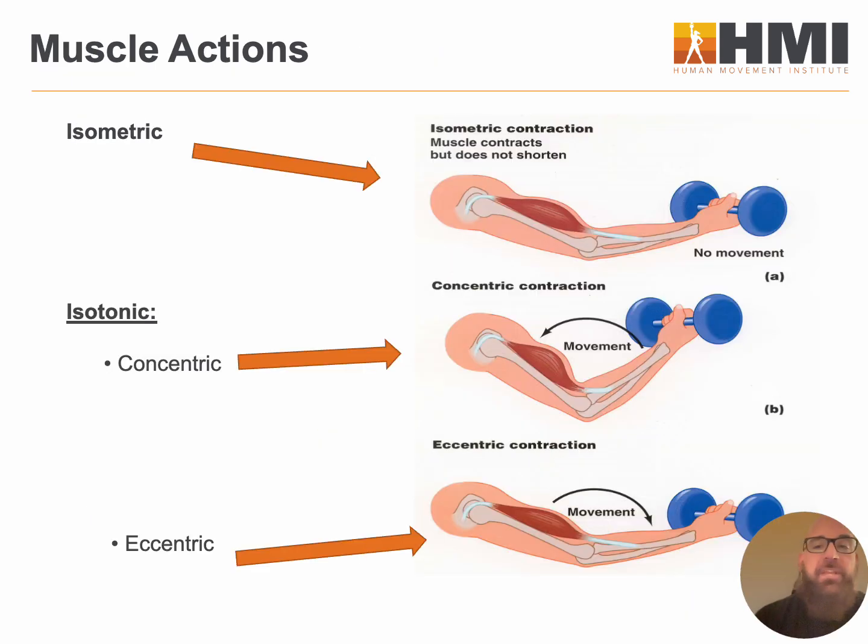Now, a couple things to think about are isometric, isotonic, and isokinetic. I don't have isokinetic on here, but isometric, if you look at the definition, it means the muscles are neither shortening nor lengthening, but it's moving.